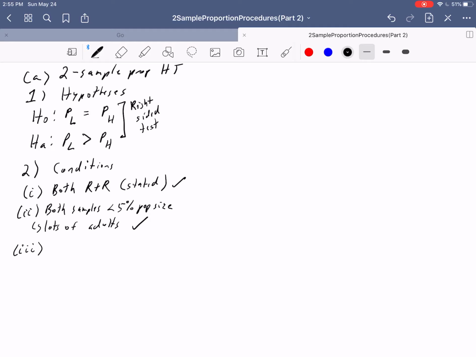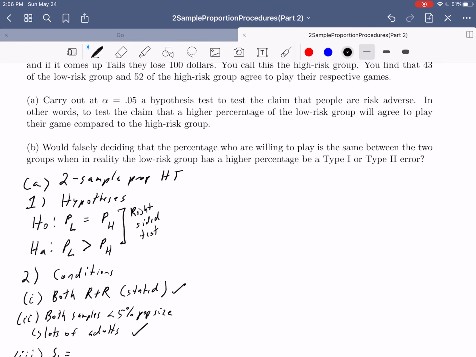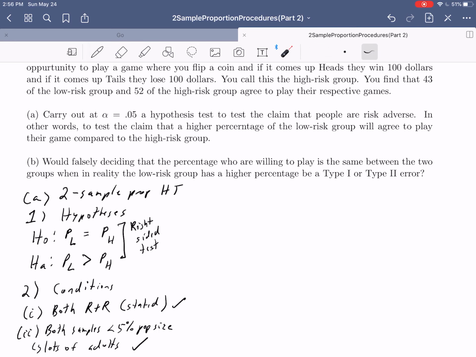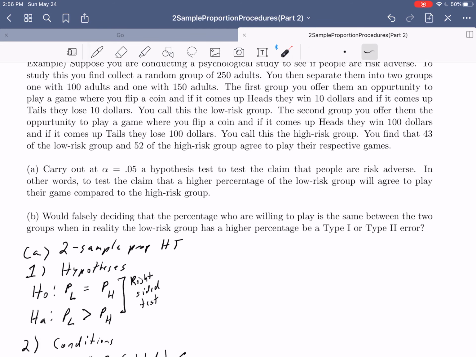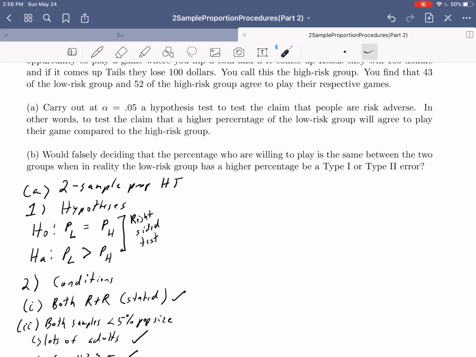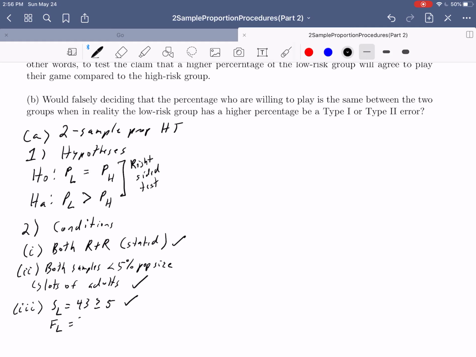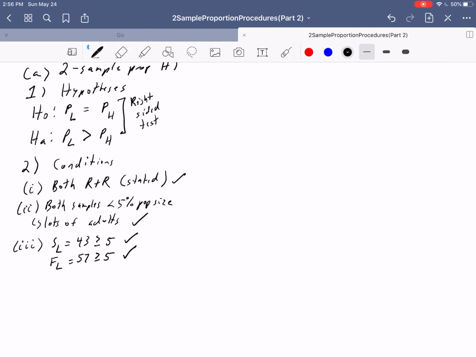And then for condition 3, this is the one about the successes and failures in each particular one. So the successes in the low-risk group, if we look back, there were 43 people from the low-risk group that said that they were willing to do this. So we had 43 successes. That is greater than or equal to 5, so we're good there. For the failures in the low-risk group, well, remember that in the low-risk group there were only 100 adults, and 43 said that they would do it. So 100 minus 43 gives us 57, and that is also greater than or equal to 5. So we're good with successes and failures for the low-risk group.